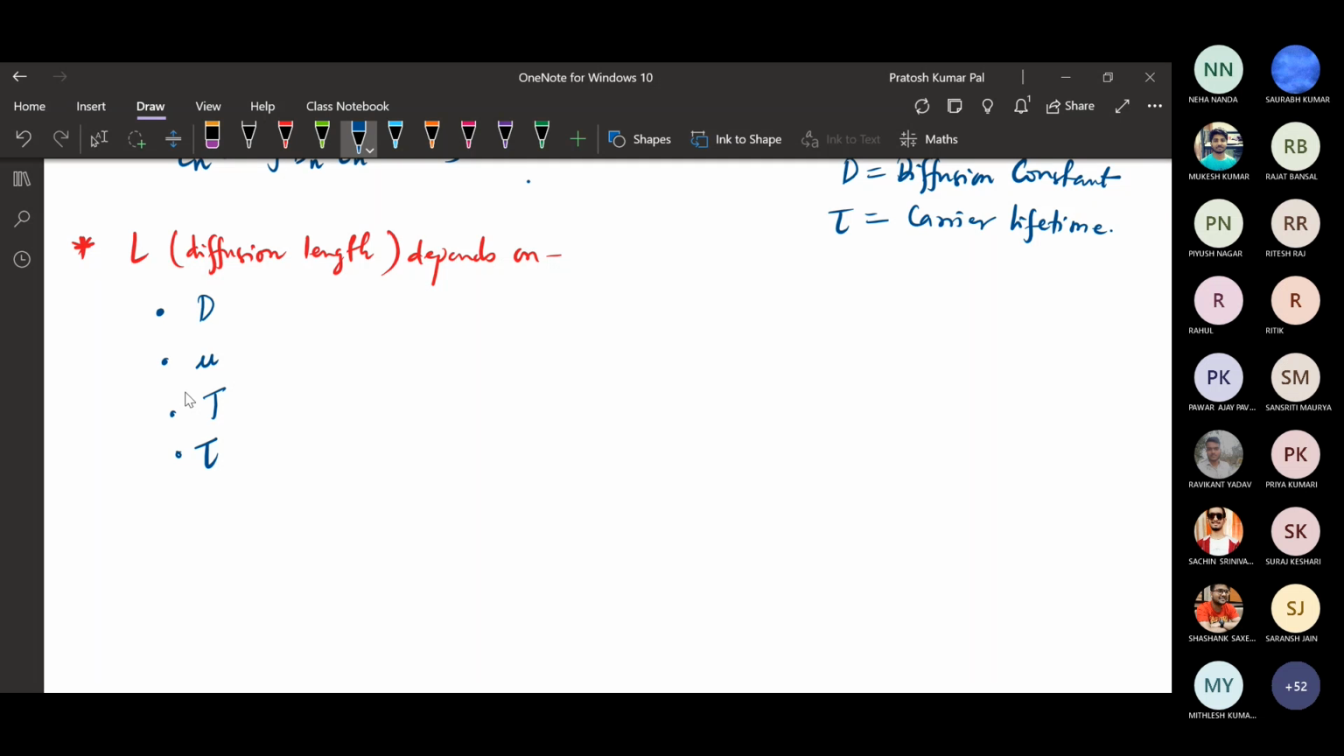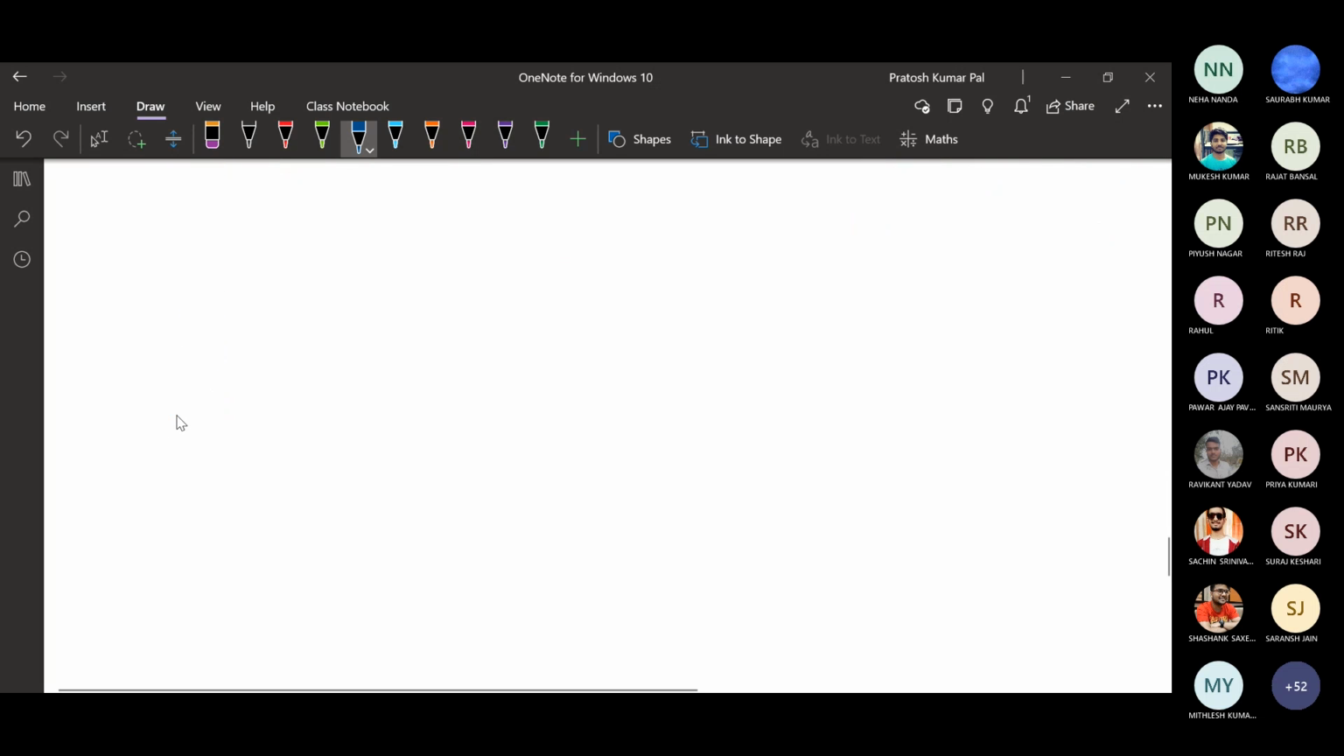So these are the different parameters on which the diffusion length will be depending. We will see some numerical questions based on this diffusion process, and these are generalized questions basically.